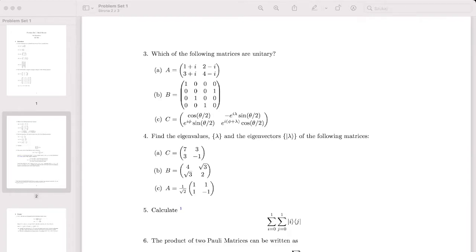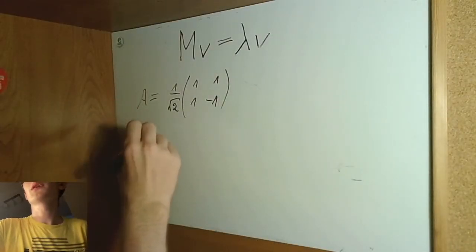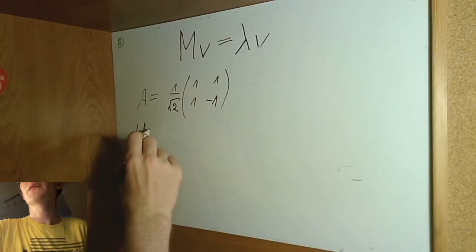Okay, and now we have a matrix that represents a Hadamard gate, which some of you may already know, and it's 1 over square root of 2, 1, 1, 1, minus 1. So let's compute its eigenvalues.